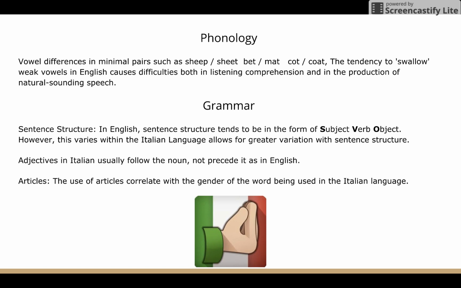And the use of articles. So the use of articles correlate with the gender of the word being used in the Italian language, which we don't pick up on as often in the English language.